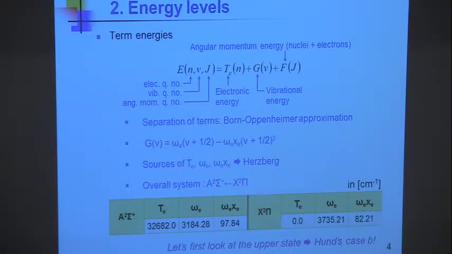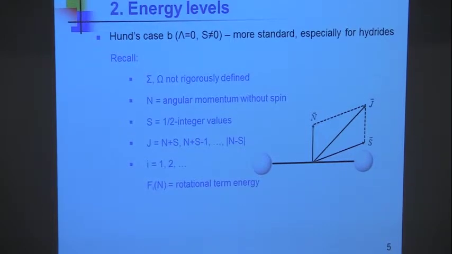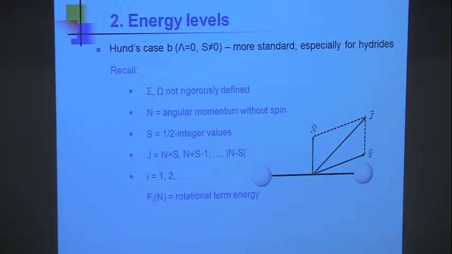way of studying OH. If you looked at this, you would say this must be Hund's case B, because spin is a half, but lambda is 0. But OH is a hydride, and whenever you have a light H in the molecule, it doesn't like to follow rules very well. So there's situations where they don't follow the model as well as we'd like.